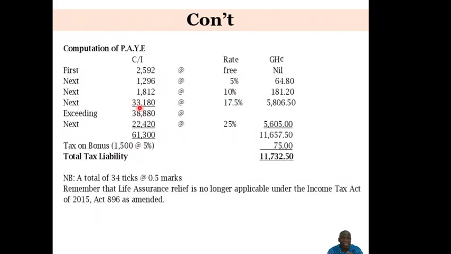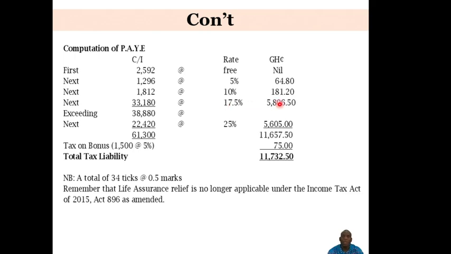So you just copy the first figure there at its rate. This is the chargeable income, this is the rate, free. So the tax will be nil. Next, 1296 at 5%. So 5% of this figure will give you 64.80. Next bracket, 1812 at 10%, gives you 181.20. The next bracket is 3318 at 17.5%.